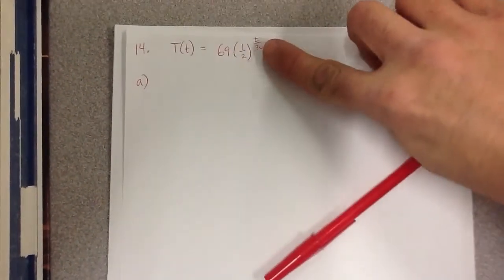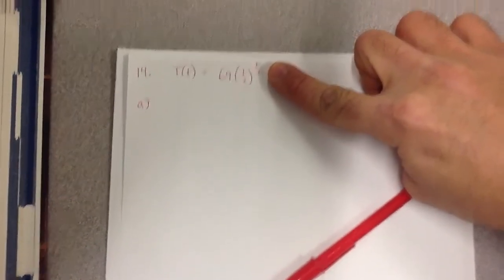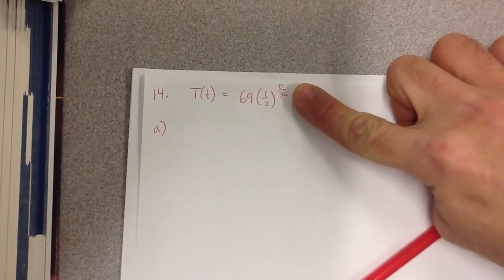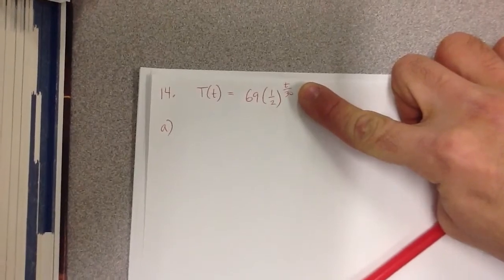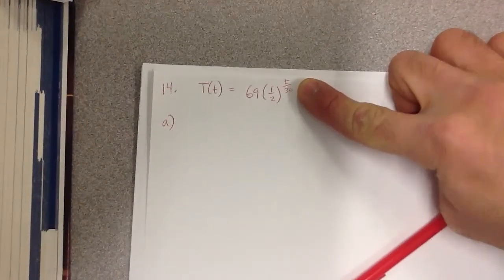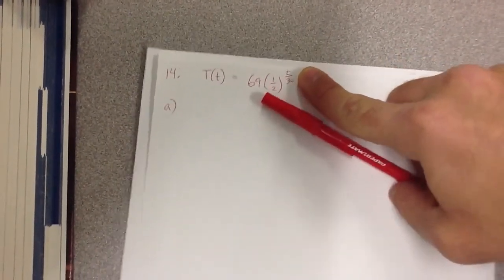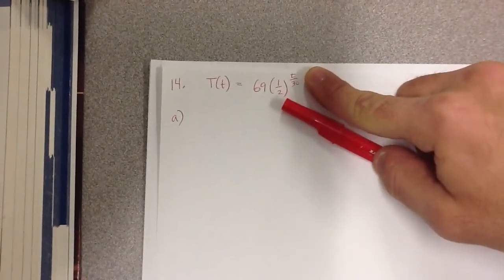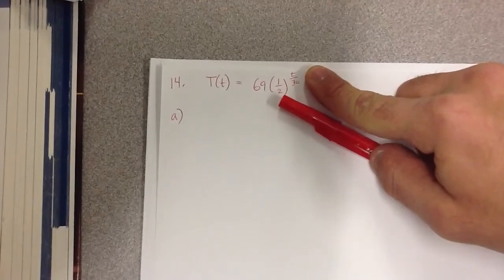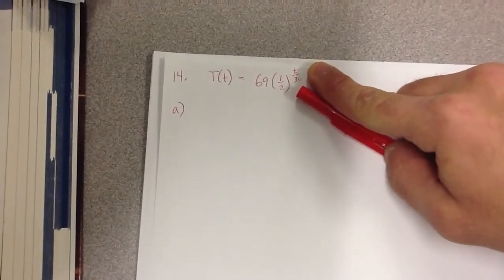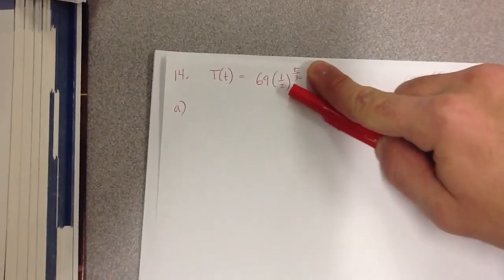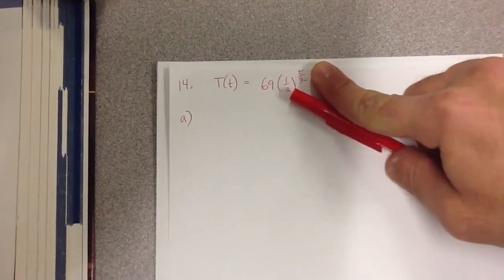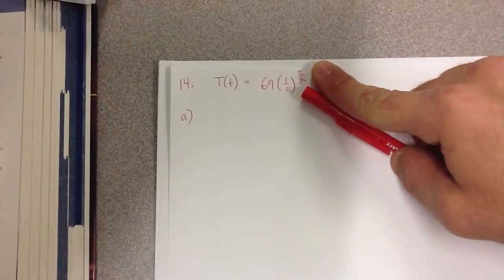Now, again, I did a problem like this. If we did not have this plus 21 at the end, this is very easy to explain. You can see that the initial would have been 69 degrees, okay? And the temperature is being cut in half, and it's being cut in half every 30 minutes, because it's t over 30, so it's per 30. So that 69 is being cut in half every 30 minutes.